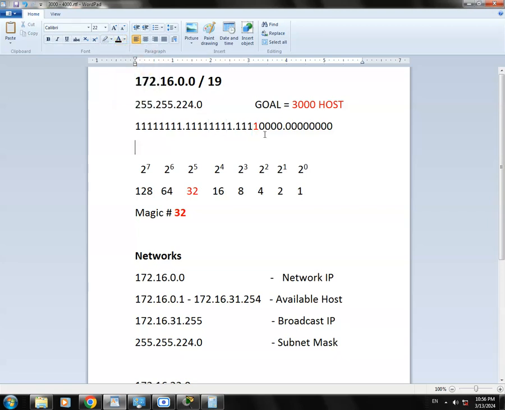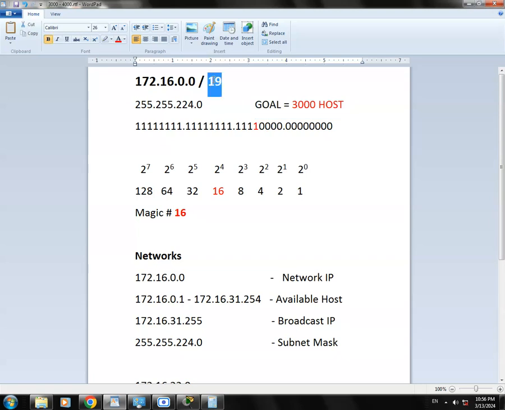I'll make this one red, and I'll make this black. And we need to change the magic number. This is the 16, right? So 1, 2, 4, 8, 16. Yeah, so this is the 16. So the magic number would then be 16 because we need 3,000 hosts.